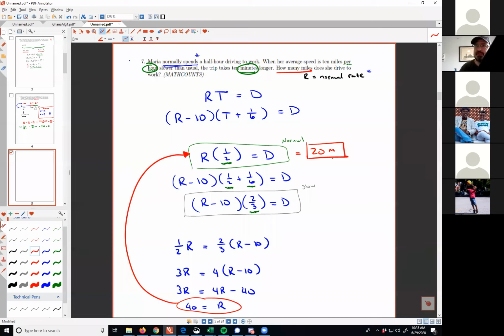Any questions or thoughts about this one? Okay. Make sure that you convert all the units to the same unit, and it'll make life easy if you do that from the start.